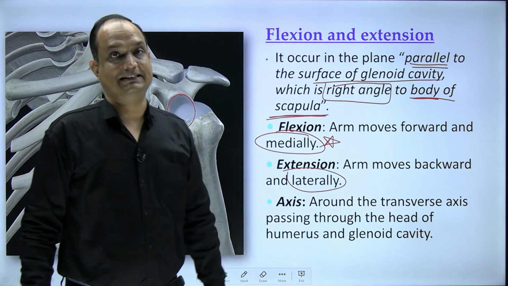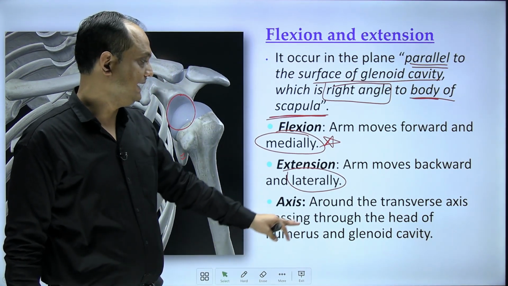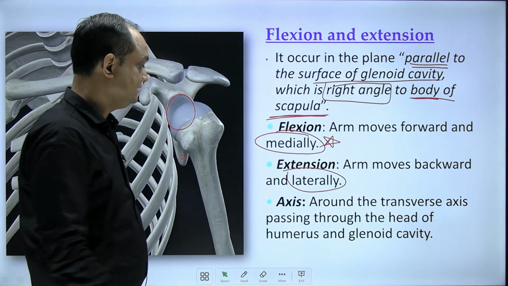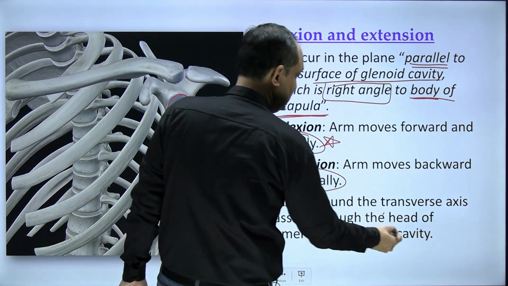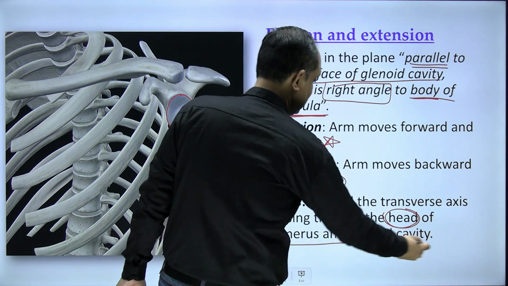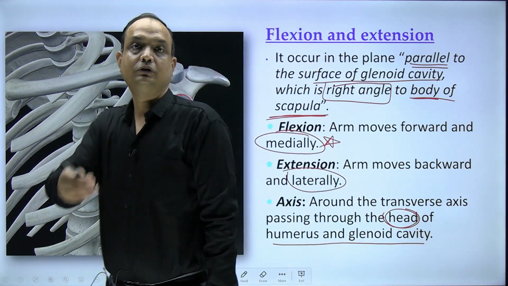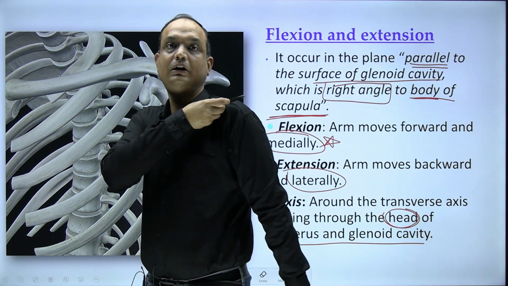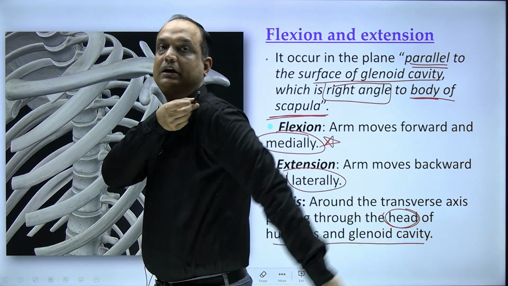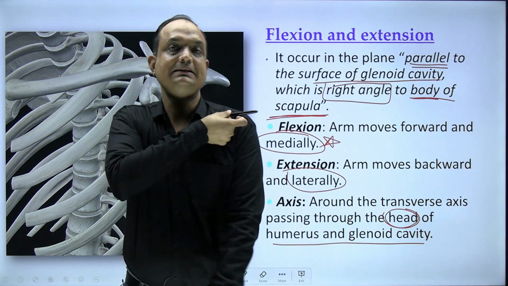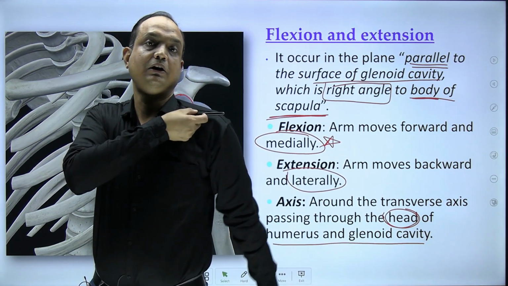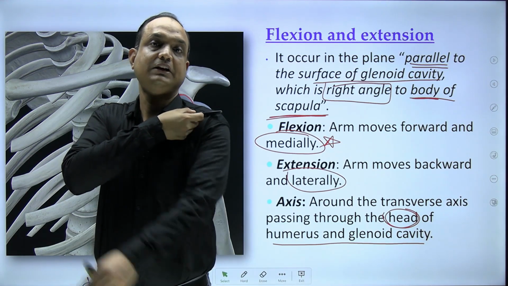Now what is the axis? So my dear students, the axis for the flexion extension is transverse, and this transverse axis passes through the head of your humerus and glenoid cavity. So this is your axis, the axis is passing from here, and you are doing the flexion and extension around this axis. Your axis is the horizontal axis, and it is transversely placed, around which you are able to do the flexion and extension.